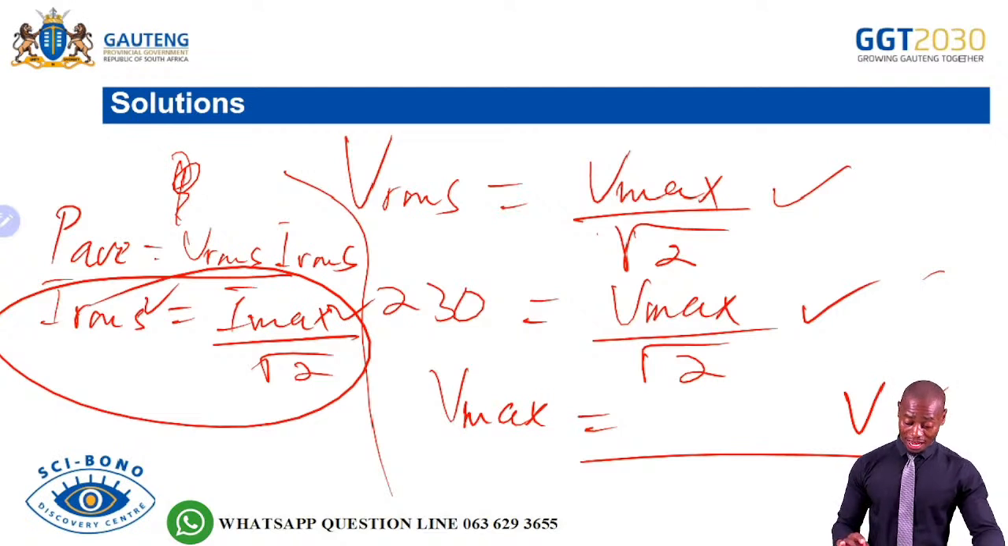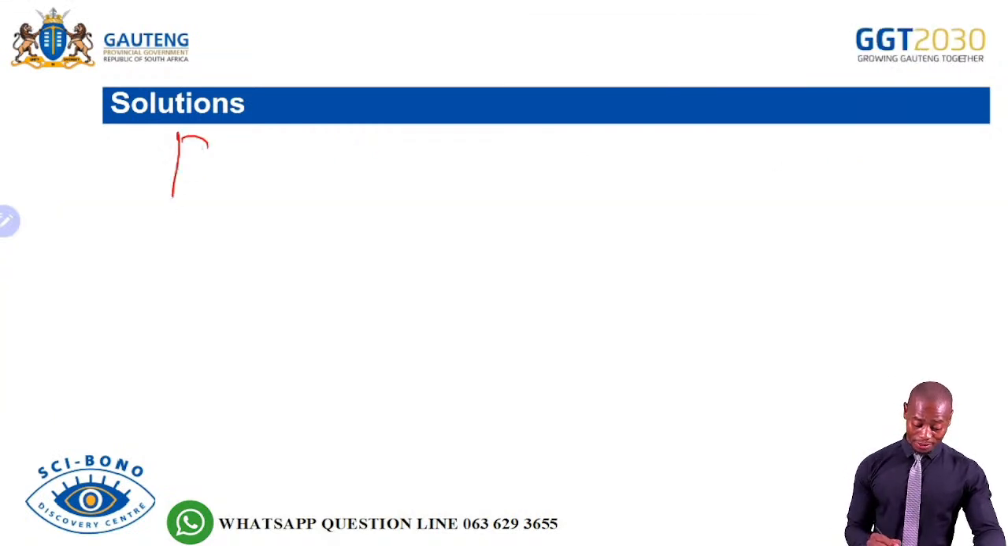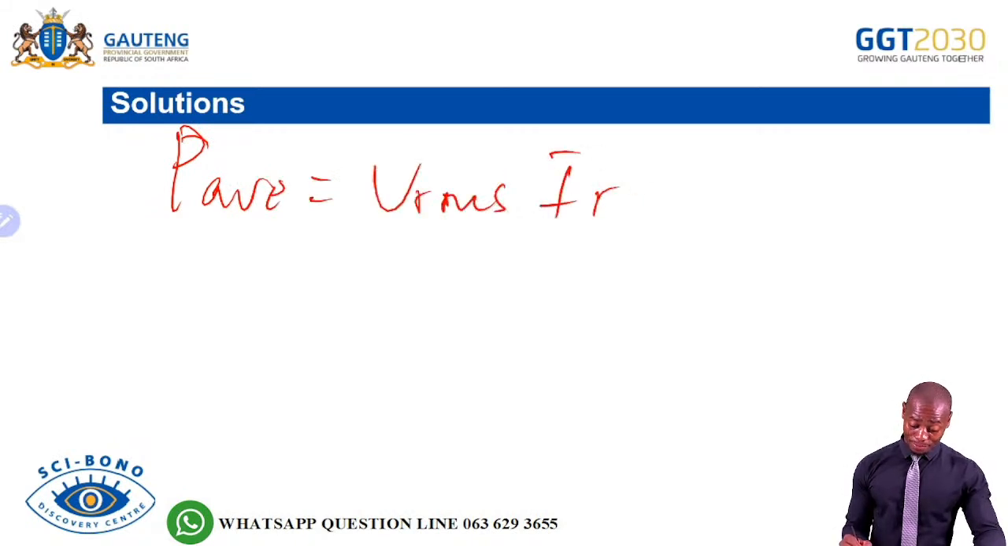Okay. So rather, I have to use the first one. When I'm using the first one, it will be P average, because I'm giving the average power, equals V RMS multiplied by I RMS.